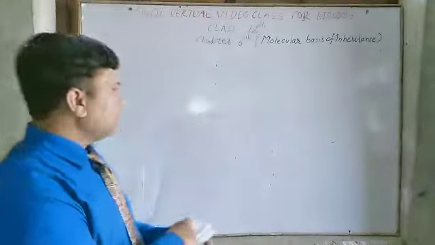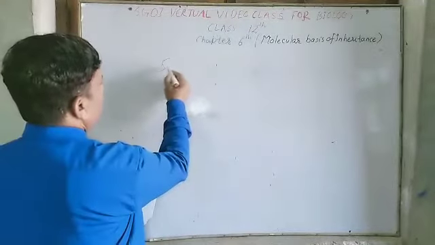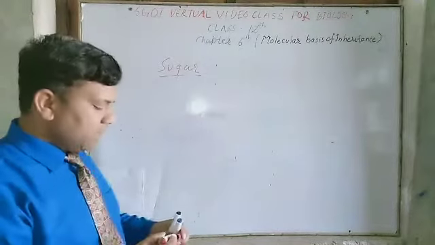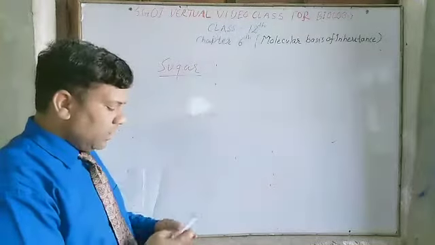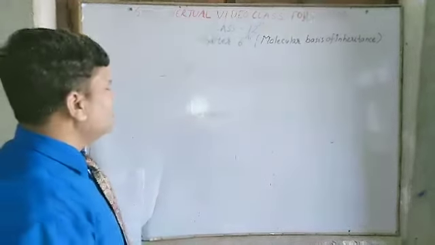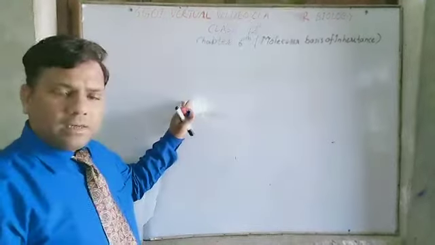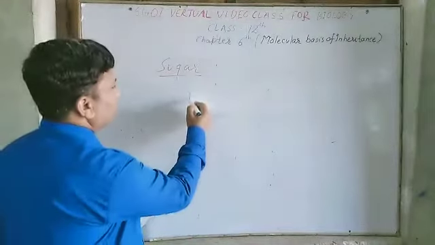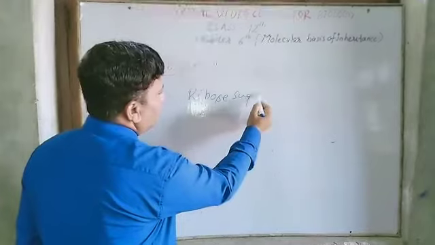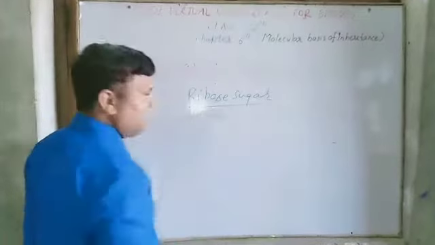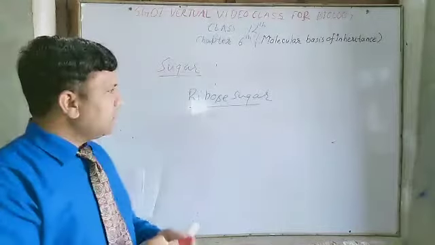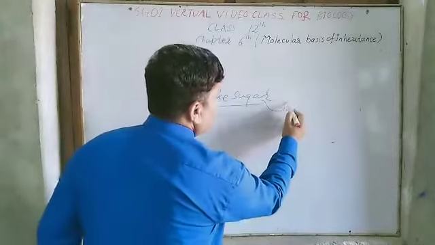First of all, to discuss the sugar. The sugar that is found in DNA is deoxyribose sugar, and in RNA it is ribose sugar. So first of all, to understand the ribose sugar. Ribose sugar is a pentose sugar.